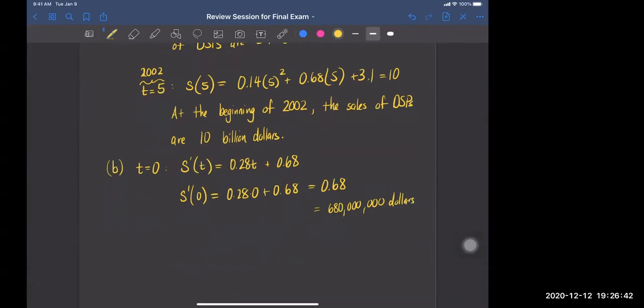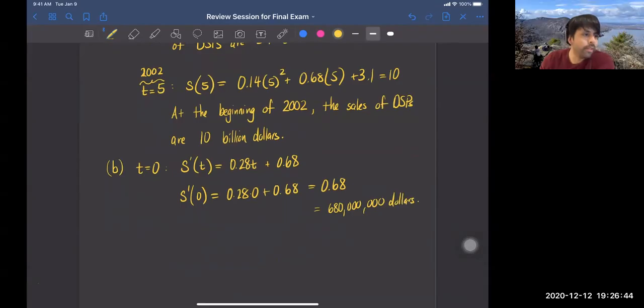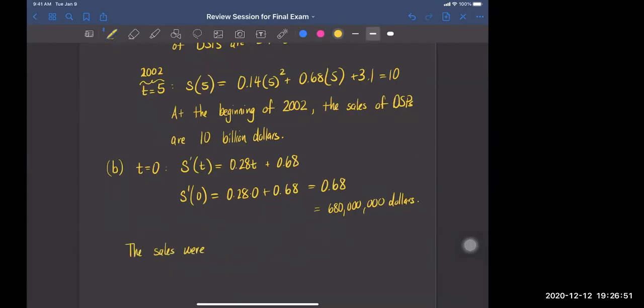So what is it saying? How fast was the level of sales increasing at the beginning? The sales were increasing by $680 million. Okay, that's not too bad.